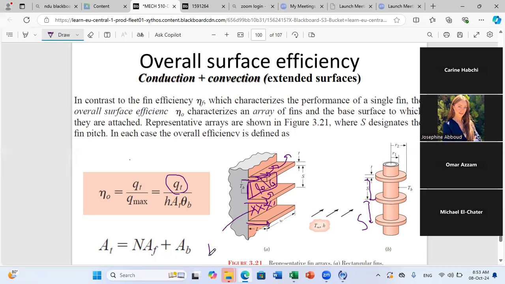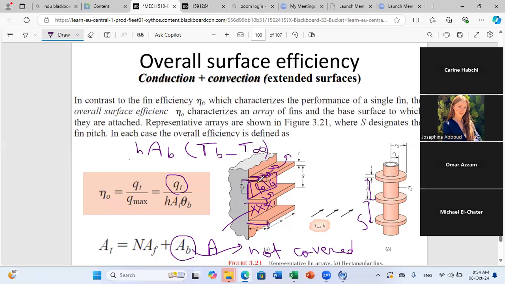You need to calculate the total area of the base. Here, when they say area base, they mean not covered. So this is the area not covered by fins. And you know that for this area, how you calculate the heat loss? You say through this area, the heat loss is h times A base times T base minus T infinity.